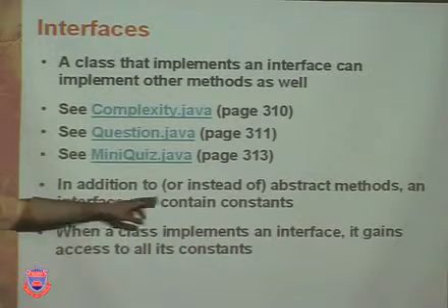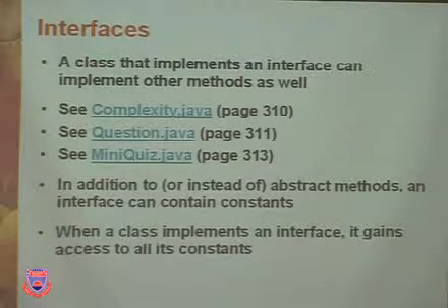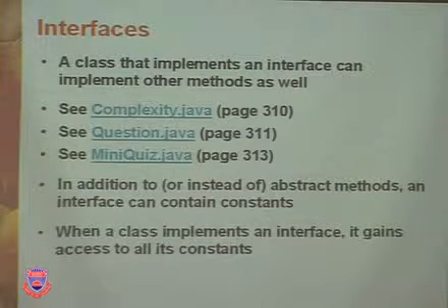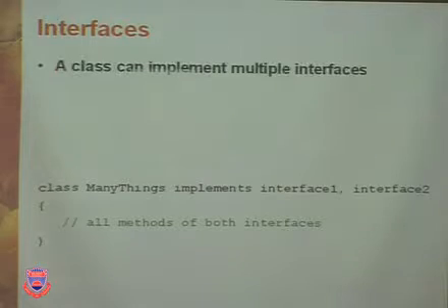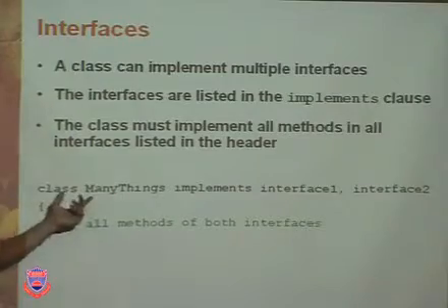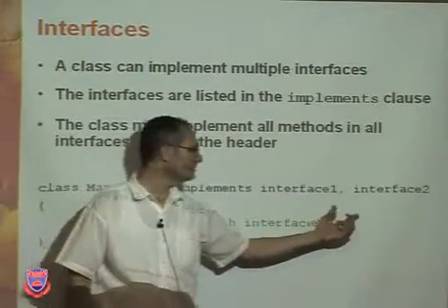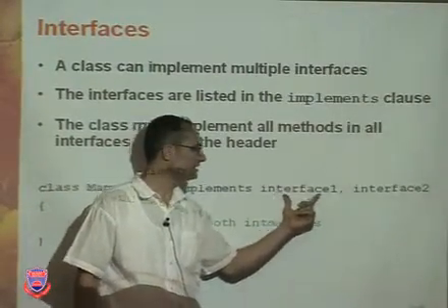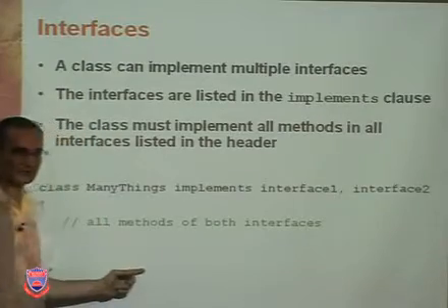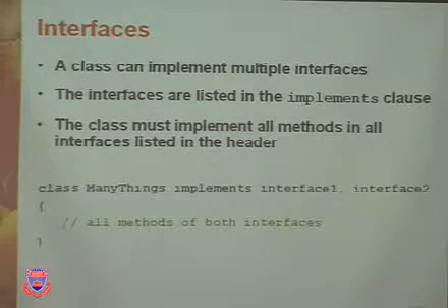So in addition to the methods, an interface can contain constants, so you can have constants that are defined in the interface as well. When a class implements an interface, it gains access to all its constants. So if it has any constants, it's going to be able to use those. So if you want to implement multiple interfaces, as in this case, class many things implements interface 1, interface 2. If you implement both of these interfaces, if this has 2 methods and if this has 3 methods, you have to definitely have all those 5 methods implemented in your class. Okay? So you will have all methods of both interfaces implemented. That's important.